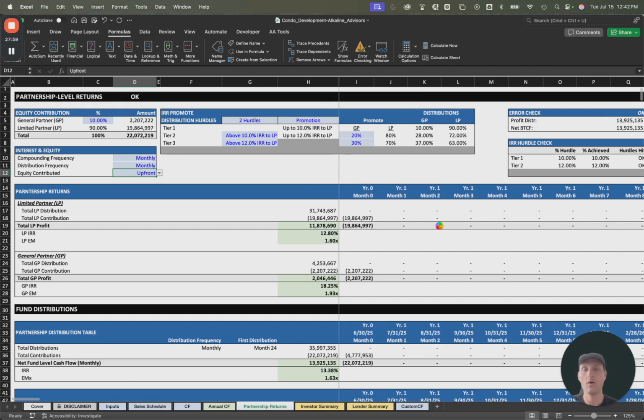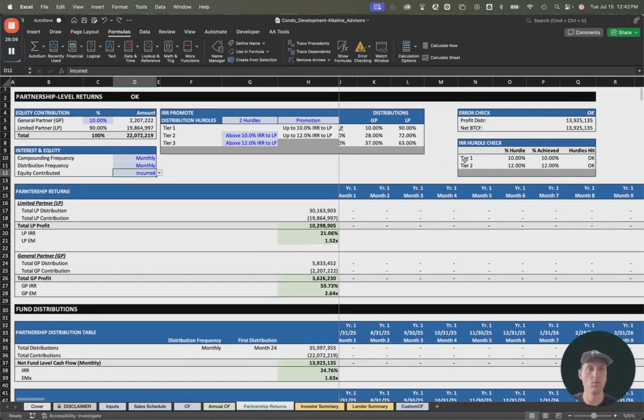Perfect. So this is the partnership returns tab and the calculations are underneath. We have error checks over here. It'll show you what hurdle percentage you're at. Did you achieve the hurdle, right? So if we do 3, I actually don't think it hits in this scenario. If we do upfront, yep, it does not hit because we need a 15% hurdle and we're maxing out at 12.11%. So that's the partnership returns tab.